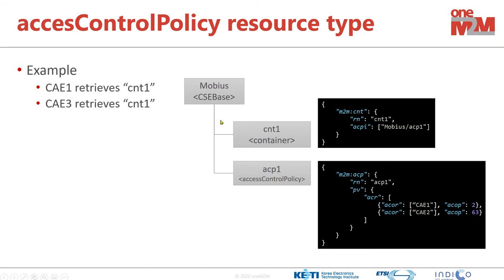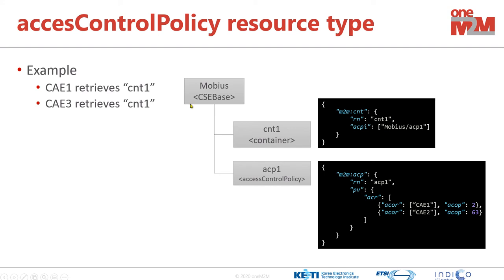The identifier is like root resource slash the other resource slash the other resource. That's the structured resource identifier. So the identifier for the ACP that we are looking for is Mobius/ACP1. So the CSE will fetch this resource representation, and with the given information, it will make the access decision.